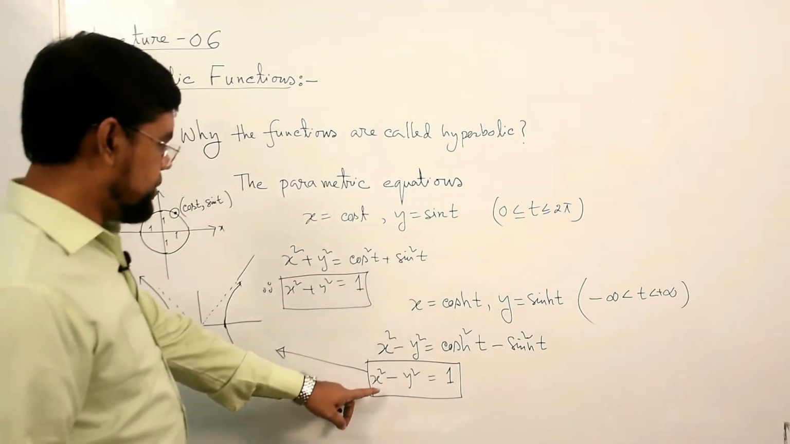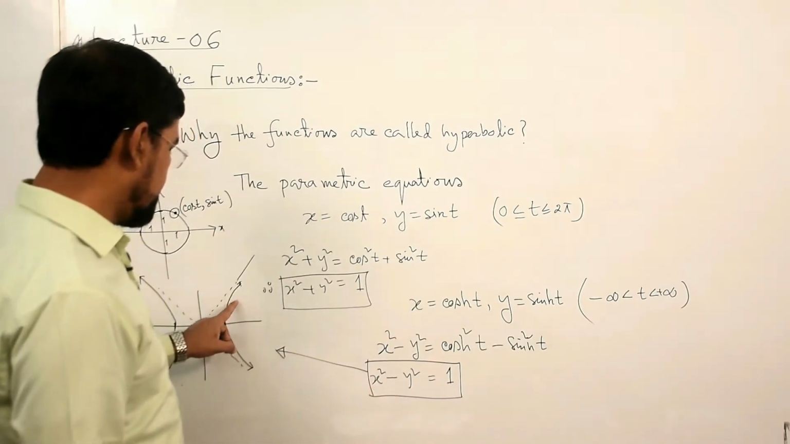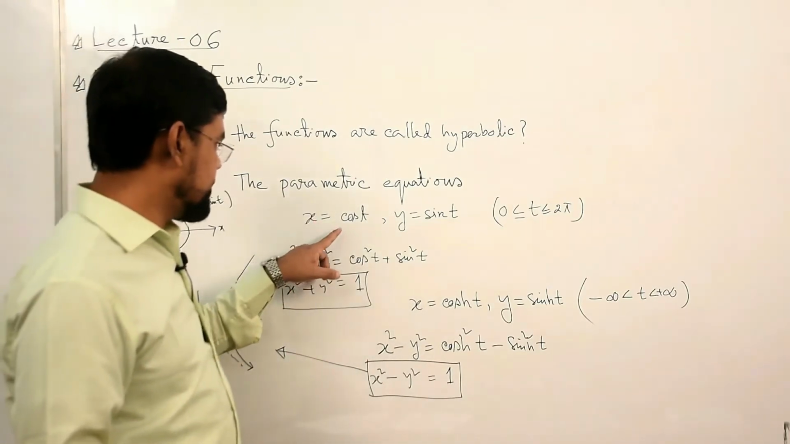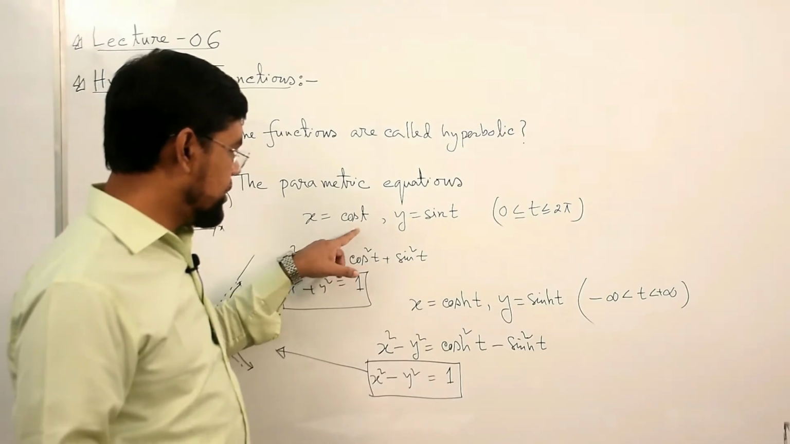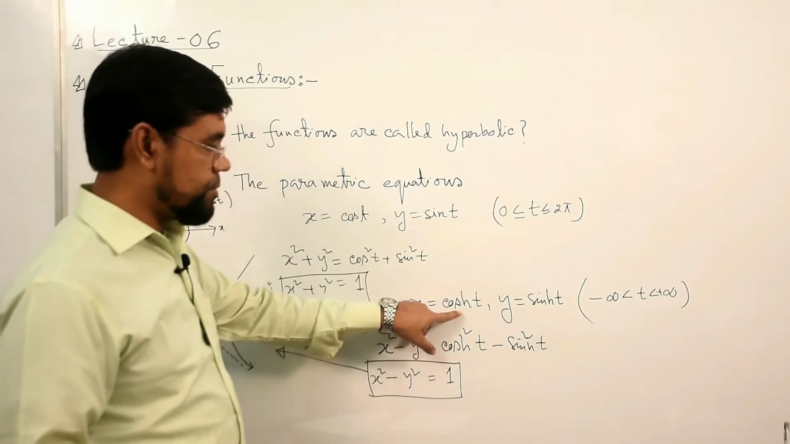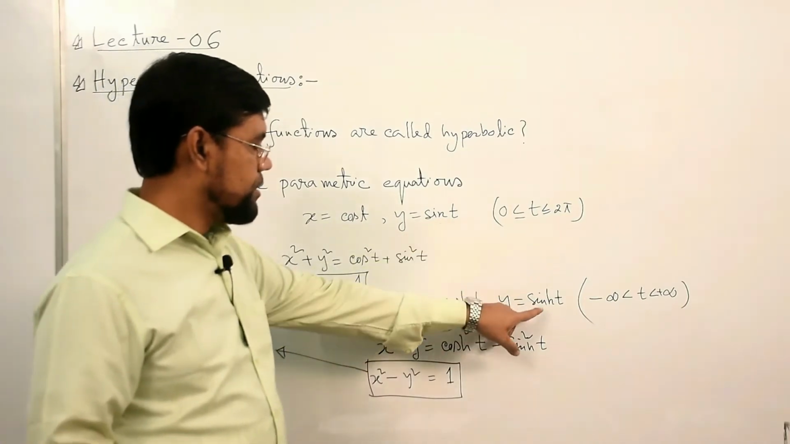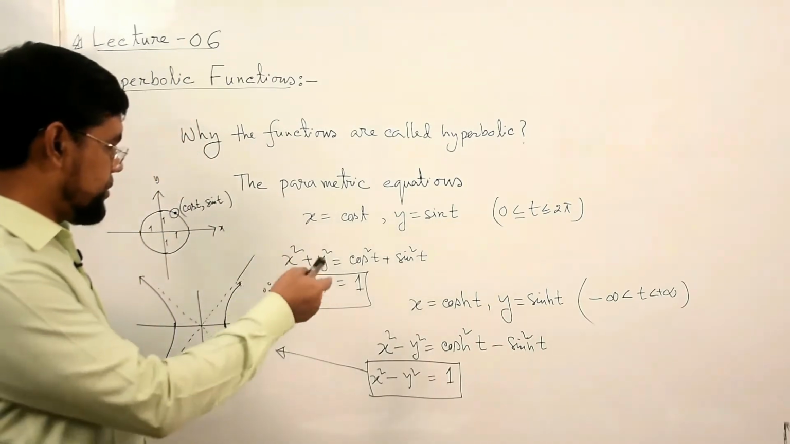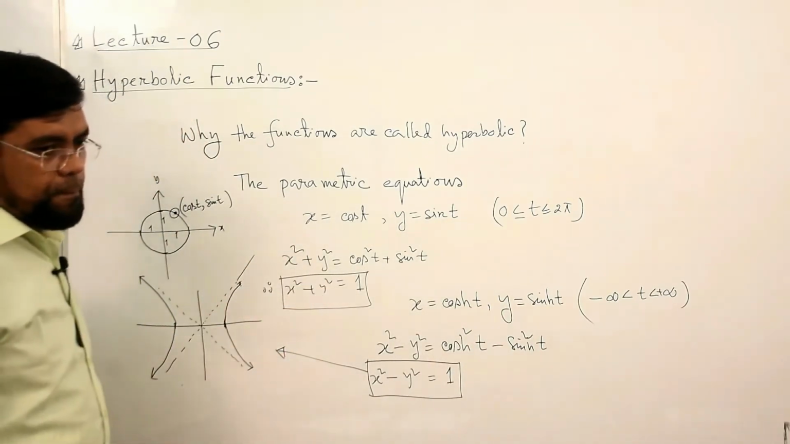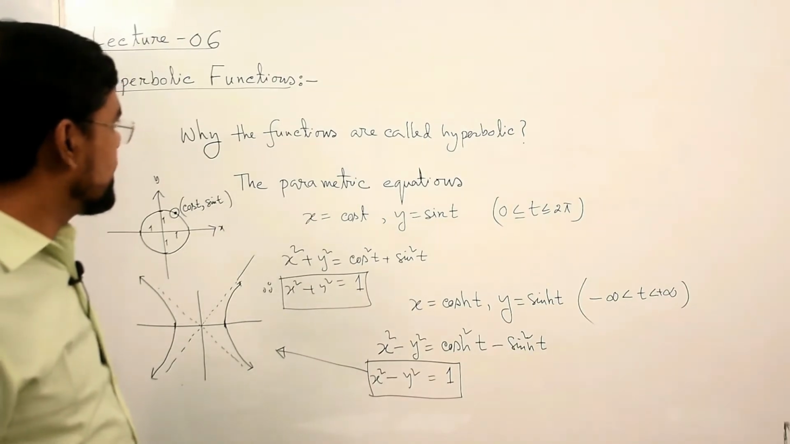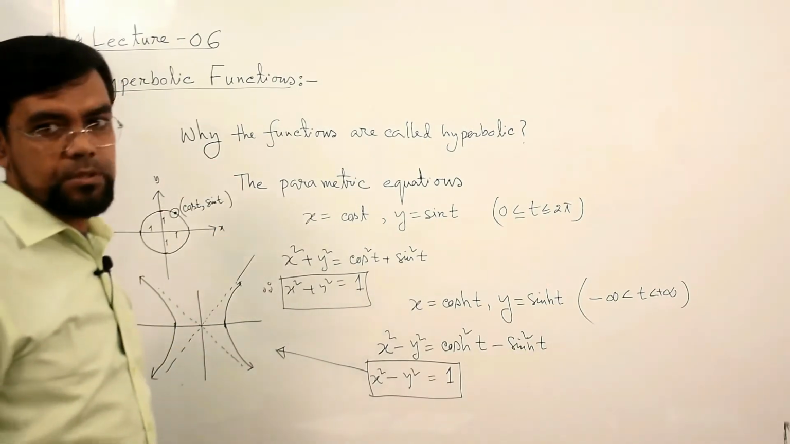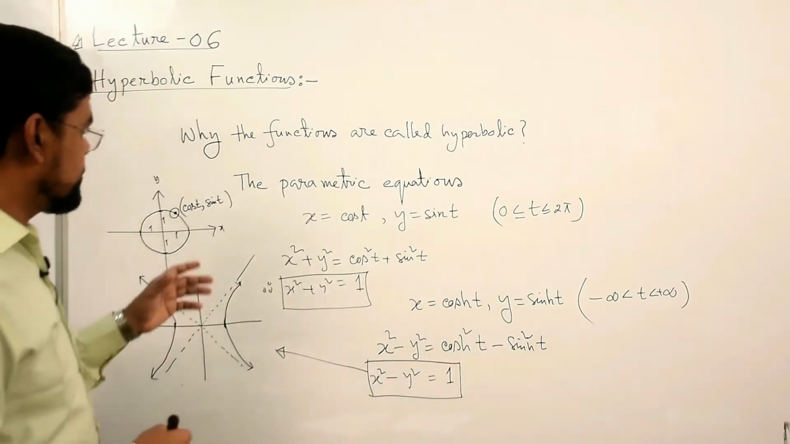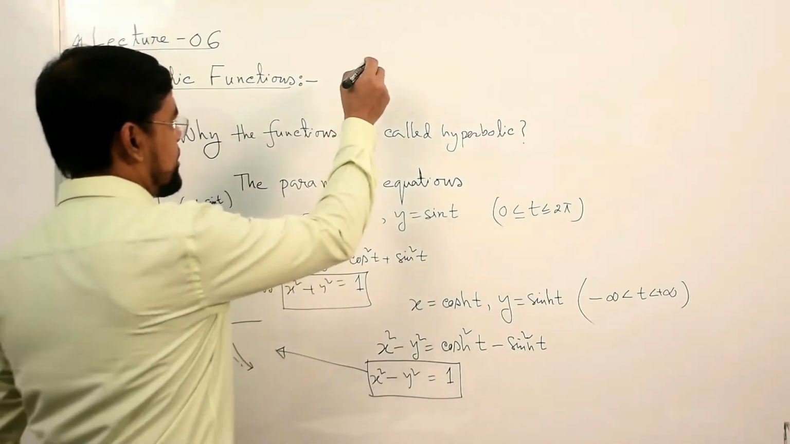So the graph of this one is nothing but a unit hyperbola. You see, by just replacing cosine x with cosine hyperbolic x, and sine x with sine hyperbolic x, it gives you a unit hyperbola. And that's the main reason the functions in these sections are called hyperbolic functions. Let us try to graph or sketch hyperbolic functions.